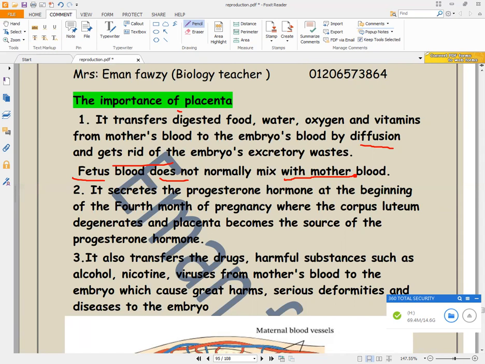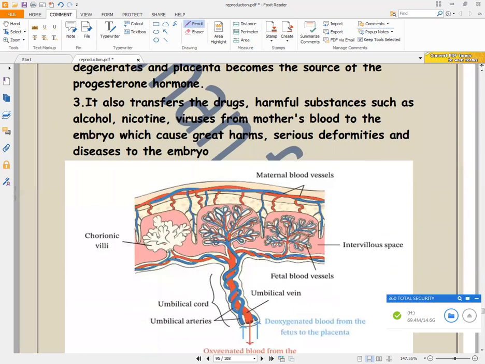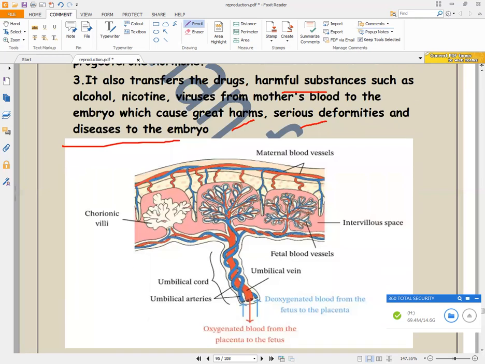Also, the placenta secretes the progesterone hormone at the beginning of the 4th month, and you know this information, okay? Where the corpus luteum degenerates and the placenta becomes a source of the progesterone hormone, okay? Also, it transfers what? It transfers drugs or harmful substances, such as alcohol, nicotine, and viruses from the mother's blood to the embryo, which cause great harm, serious deformities, and also diseases to the embryo.